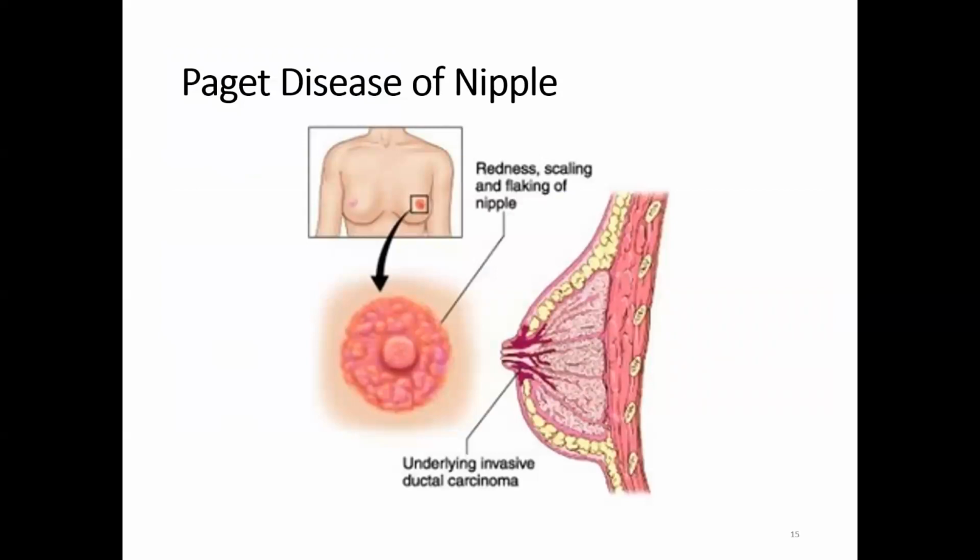So what is Paget disease of the nipple? Here's a picture of the disease of the nipple. This may or may not be a sign that something is going on underneath the breast tissue, but this could present as redness or scaling, flaking of the nipple. And like I said, there could be an underlying in situ tumor or an underlying invasive tumor.